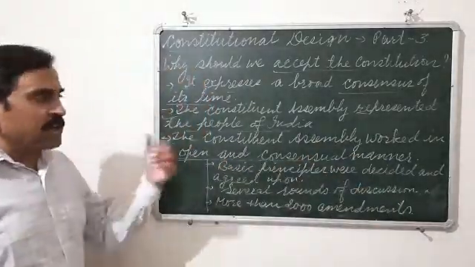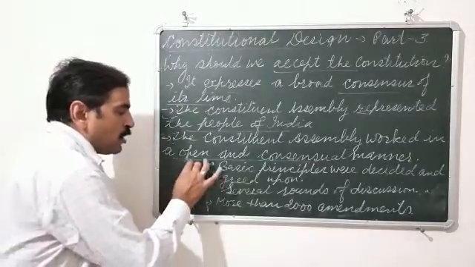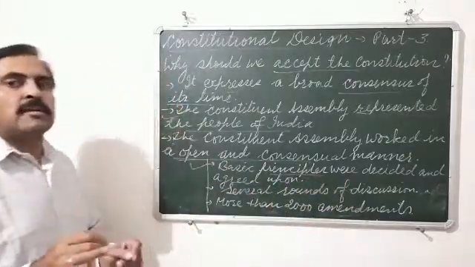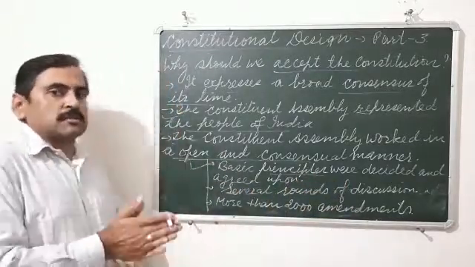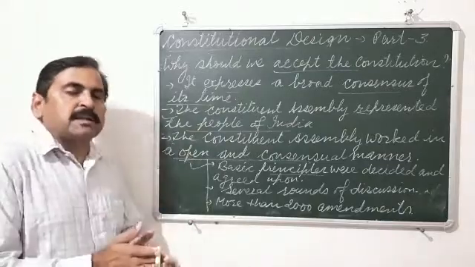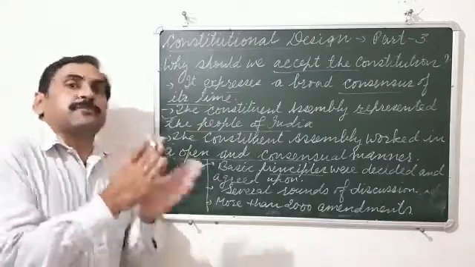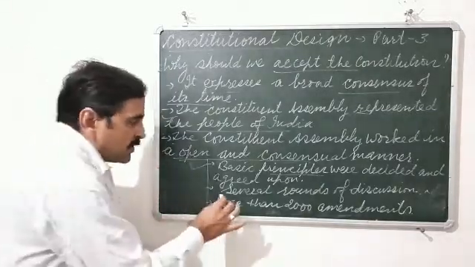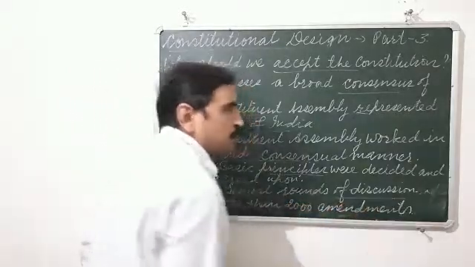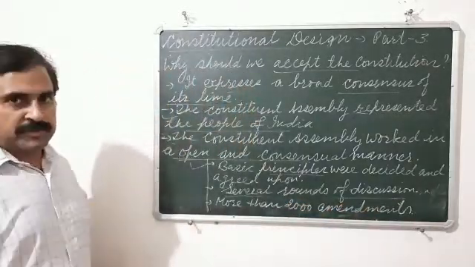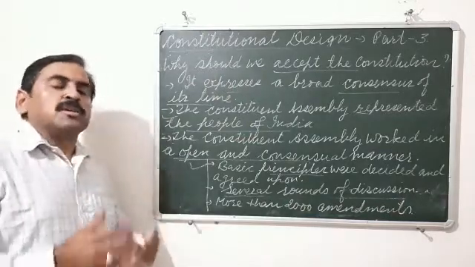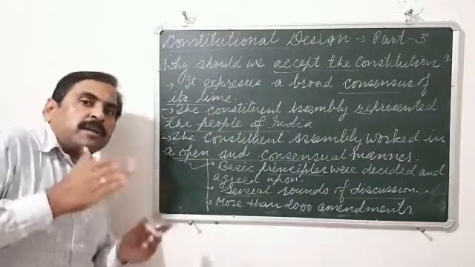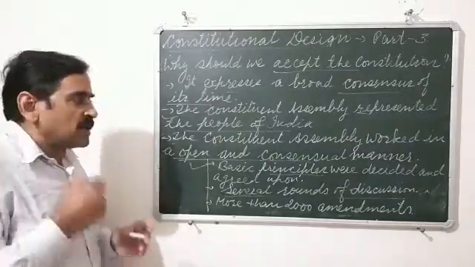Let's see, how did it work? First of all, they all decided some basic principles which they wanted to put in the Constitution. Then Dr. Ambedkar was asked to prepare a draft on that. This draft was presented. Then several rounds of discussion took place on that draft. The members of the Constituent Assembly deliberately met for 114 days in around 3 years.